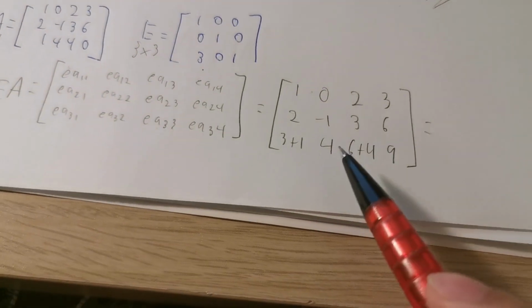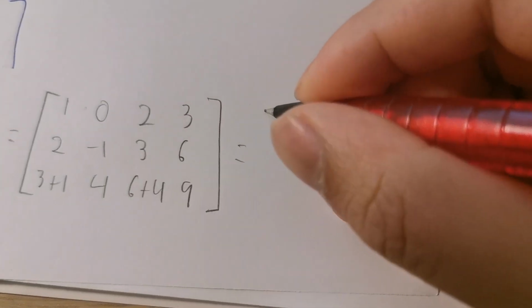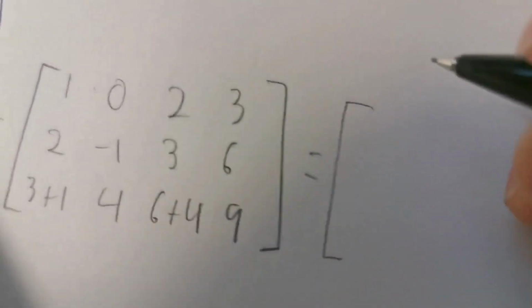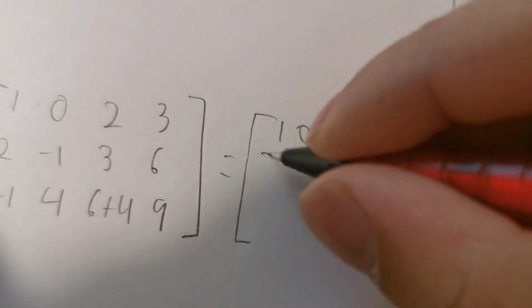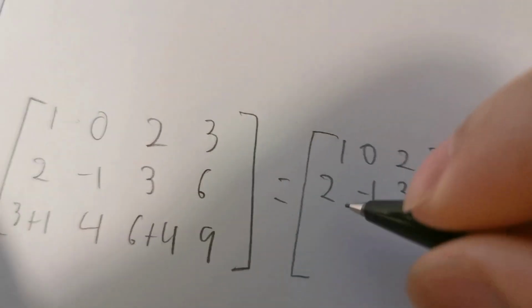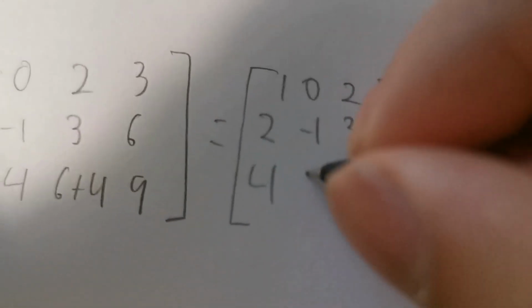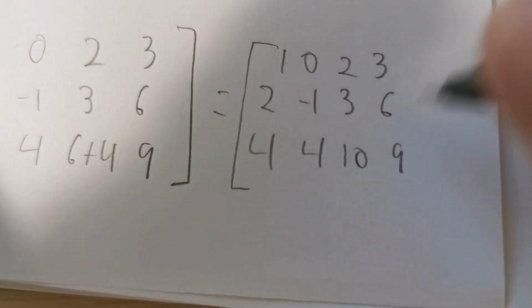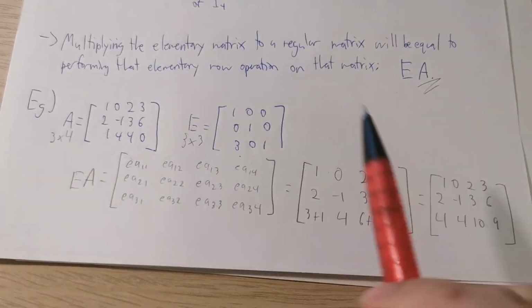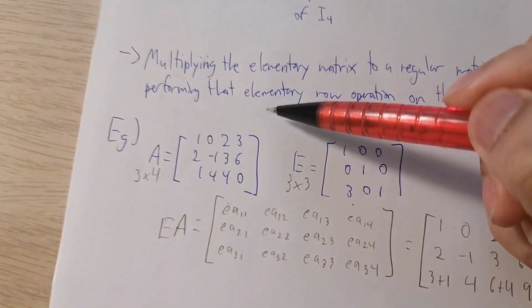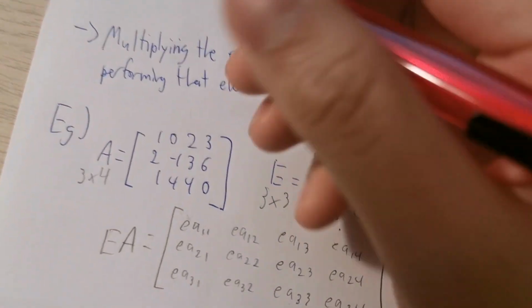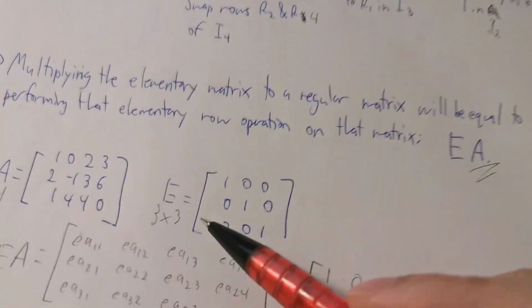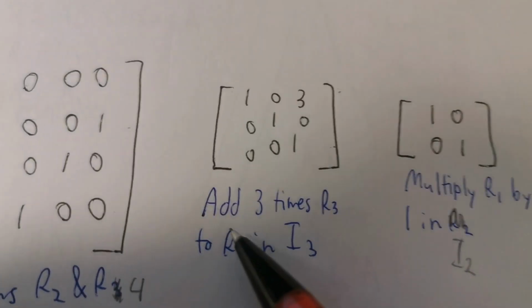Okay, so after putting all this together, we are able to get this matrix, which is equal to 1, 0, 2, 3, 2, -1, 3, 6, and then 4, 4, 10, 9. Bam. All right. And what you'll notice is that the first 2 rows are the same as in A, right? And this last row is the same as taking this multiplied by, because this is this elementary row operation, it adds 3 times.